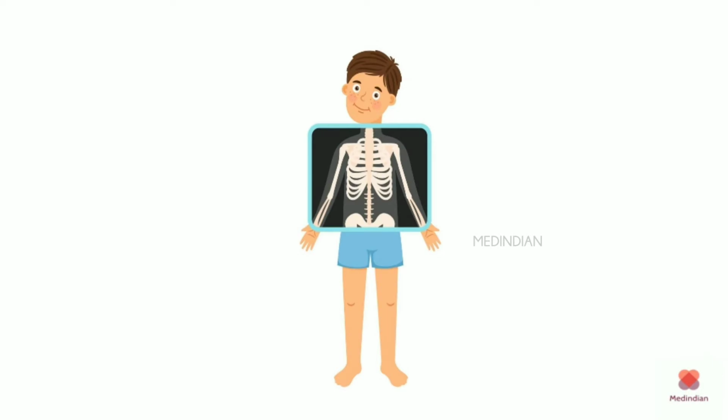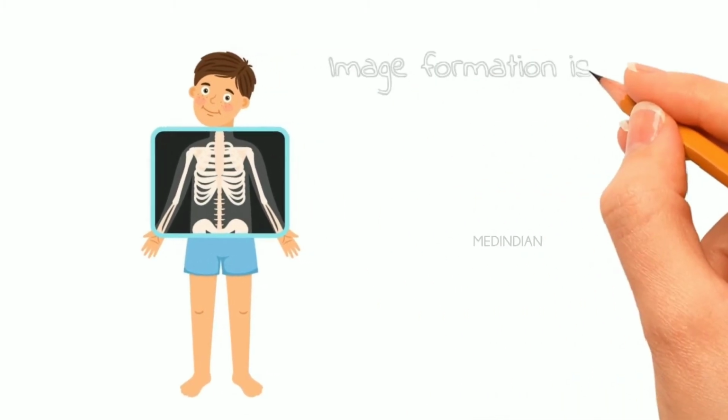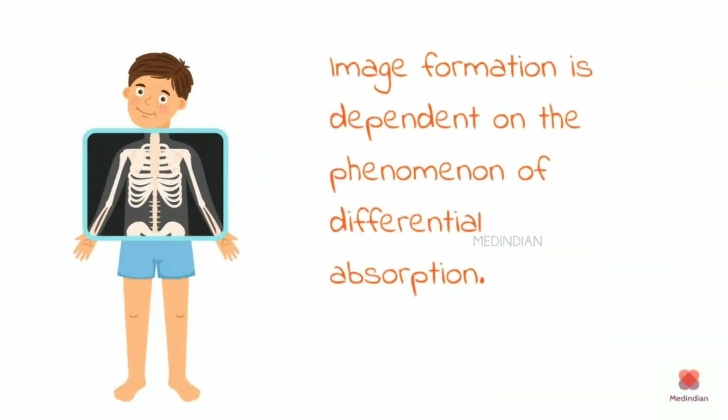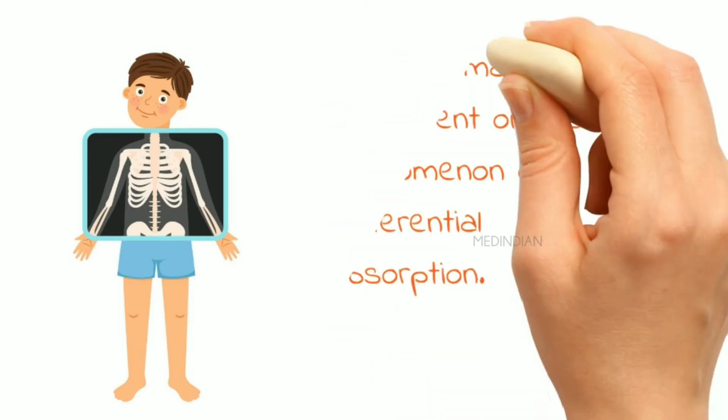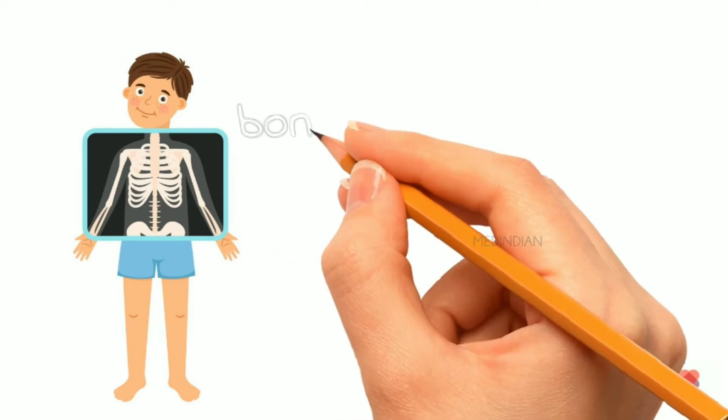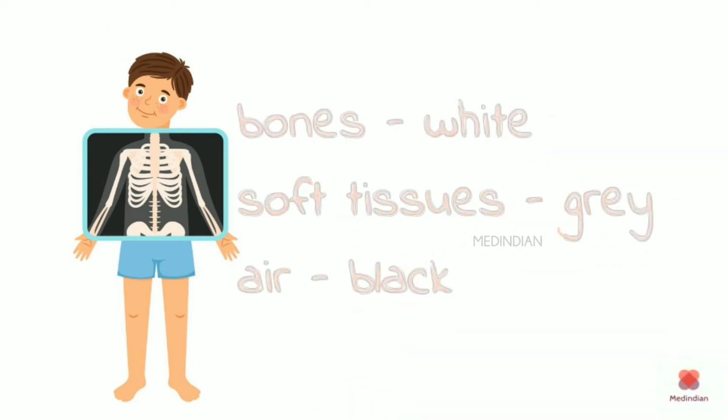X-rays, as we all know, can create pictures of the inside of our body. We get the image in different shades of black and white, and this is because different tissues absorb different amounts of radiation. Calcium in bones absorbs X-ray the most, so bones look white.